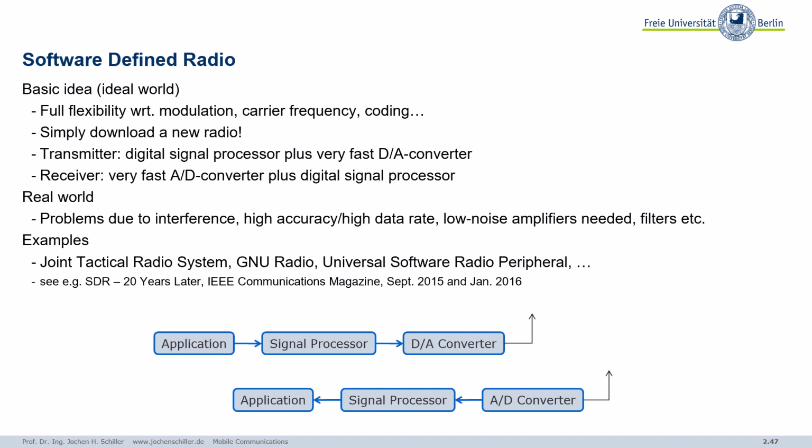Software-defined radios are clearly the future to go. What does it mean? In an ideal world, the basic idea is as follows. You want to be completely flexible when it comes to modulation, frequencies, codings, multiplexing, whatever schemes, and you're used to downloading new apps. And similar to downloading a new app, you could simply download a new radio technology. Great idea. So, what does it mean?